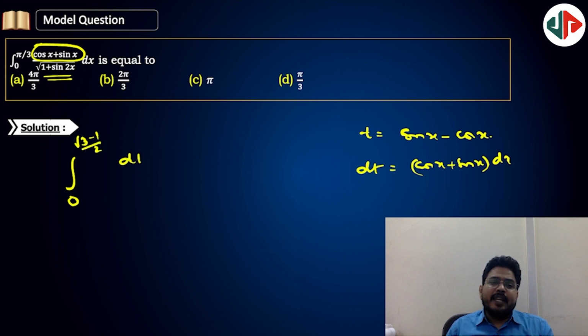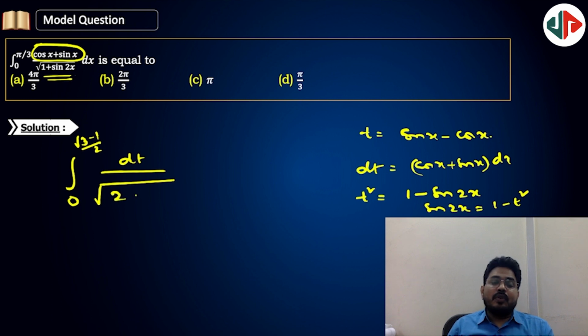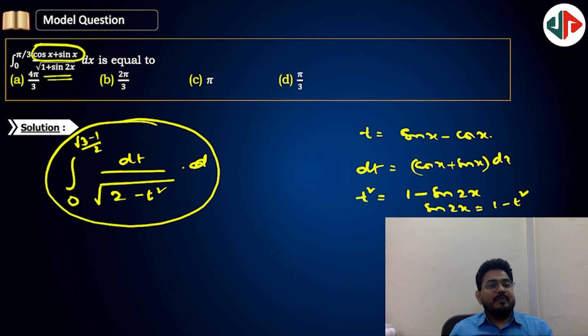Numerator will become dt by root over 1 plus sin 2x. t square is equal to 1 minus sin 2x, so sin 2x is equal to 1 minus t square. So this is equal to dt by root of 2 minus t square. So just solve this question.